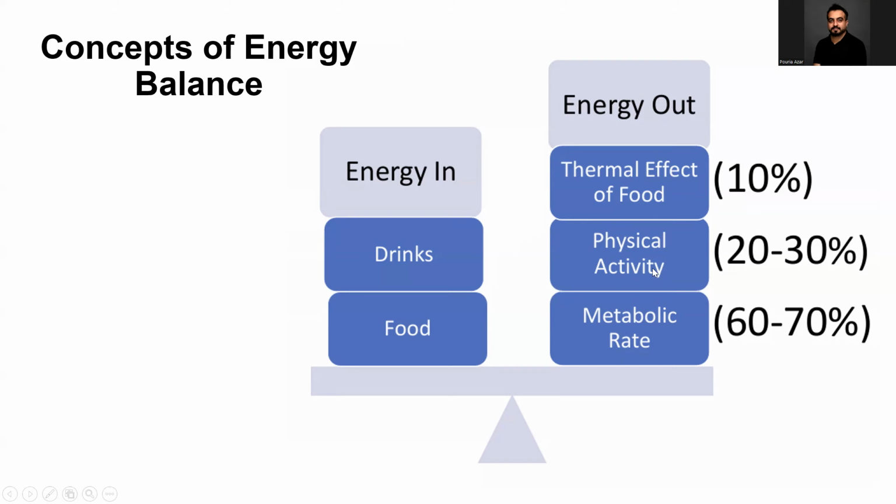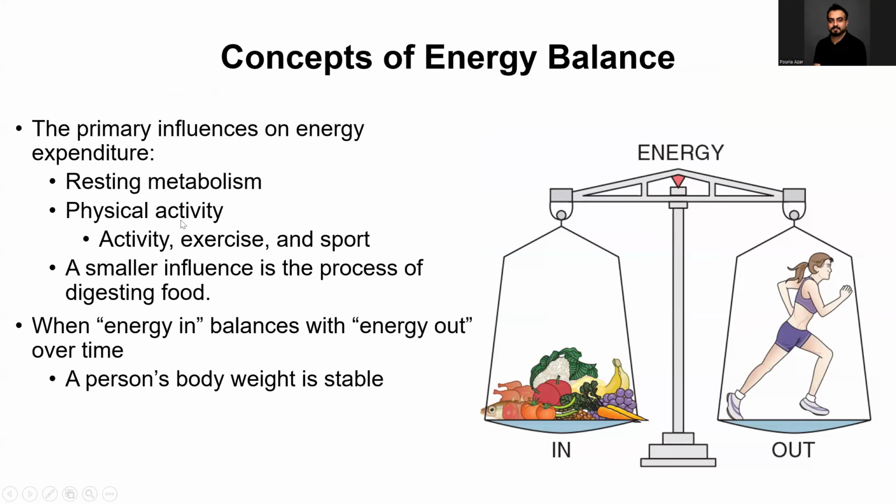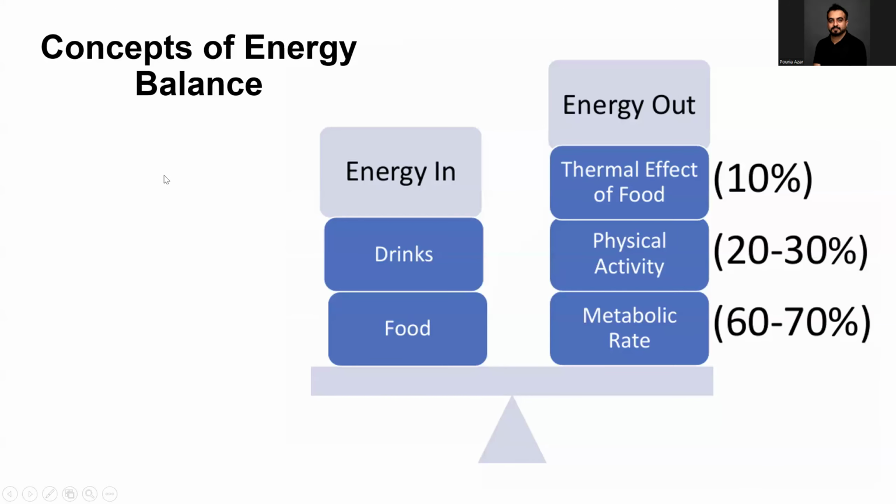We have physical activity like exercise, any type of activity, sport. It's 20 to 30%. And the metabolic rate, it's 60 to 70%. So here we said resting metabolism. This resting metabolism is the metabolic rate over here. So these are the three primary components of energy out.